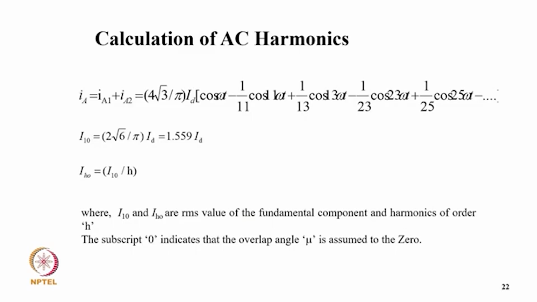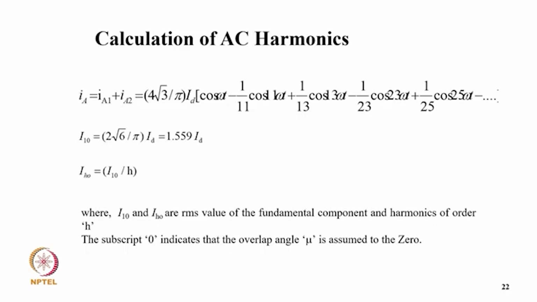So now it will be 4 root 3 by pi into ID, and in bracket cos omega t minus 1 upon 11 cos 11 omega t plus 1 by 13 cos 13 omega t minus 1 by 23 cos 23t plus 1 by 25 cos 25t. And I1 equals 2 root 6 by pi ID, that is the fundamental, equal to 1.559 ID, and IHO equals I1 upon the harmonic order, that is the fundamental divided by H, where I1 and IHO are the RMS values of the fundamental component and harmonic order H.